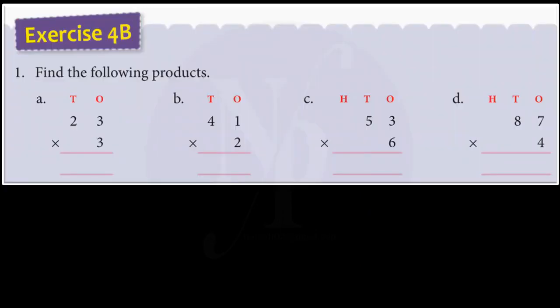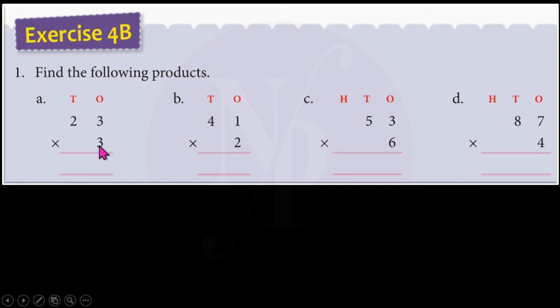Again, here in exercise 4b, we have some more multiplication problems. Question number 1, find the following products. So here we have some questions to find products. As we did in the previous cases, we will solve here also. So here we have to multiply 3 and 3 first. We have to multiply 23 by 3.